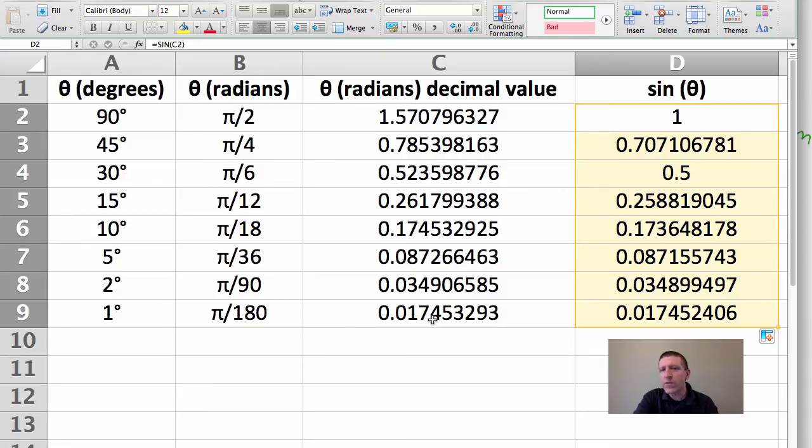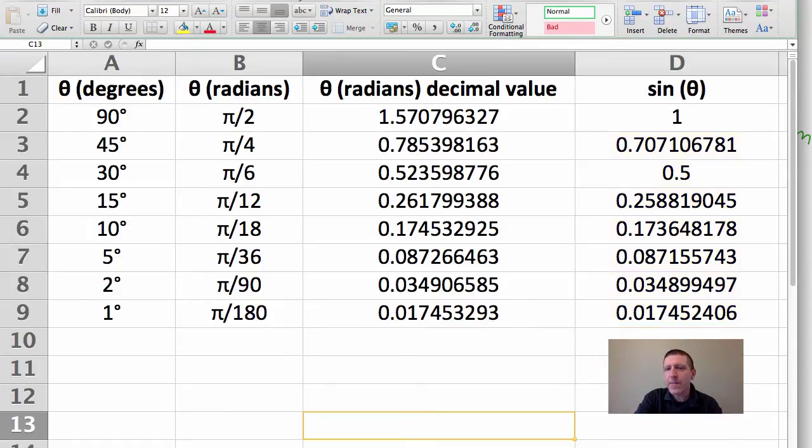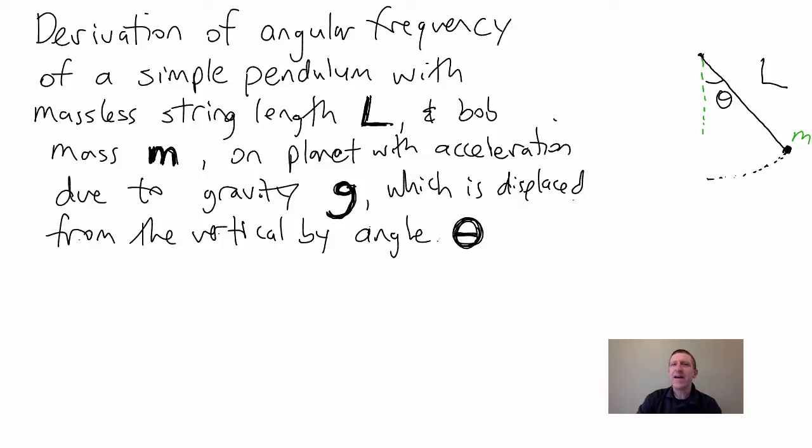Theta is 0.01745, and the sine of theta is 0.01745. Hey, for very small angles, the sine of theta is approximately equal to theta. Keep in mind that it really only works for small angles. You'll get less than 2% error if you're at 15 degrees or less. Because what we're about to show is the angular frequency of a simple pendulum with all this stuff for small angles only.